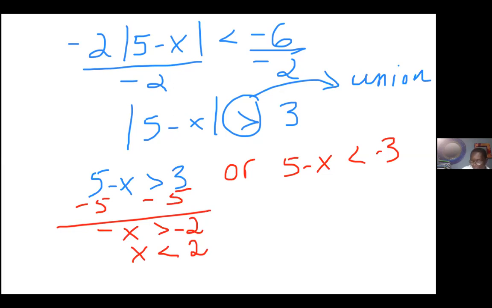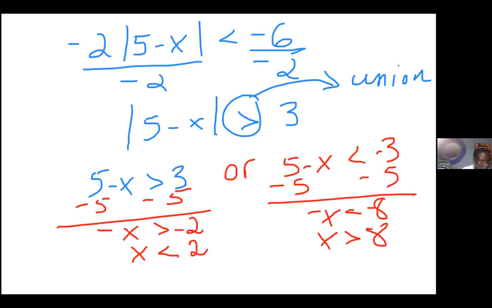Now, I am going to do the other inequality. So here I get -x is less than -8. Divide or multiply both sides by -1. So you get x is greater than +8. Any questions, guys?